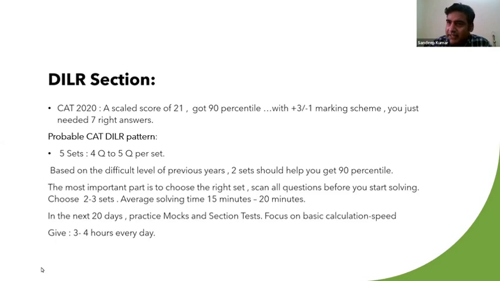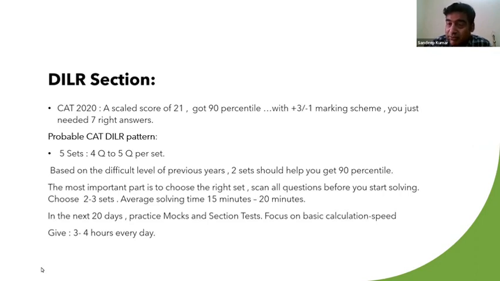Because DILR needs 2 sets, and if you are able to find that one set which you are comfortable with, it hardly takes 15 minutes for you to solve it. And if you get into a difficult set, 40 minutes is even less. So the most important thing with DILR is to choose the right set.